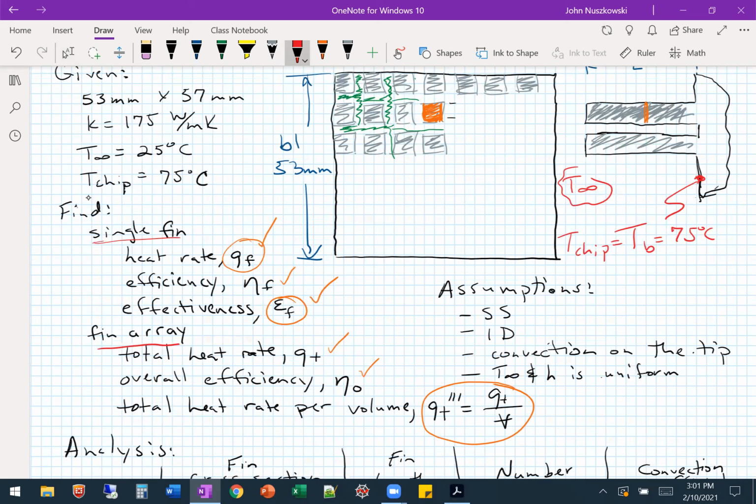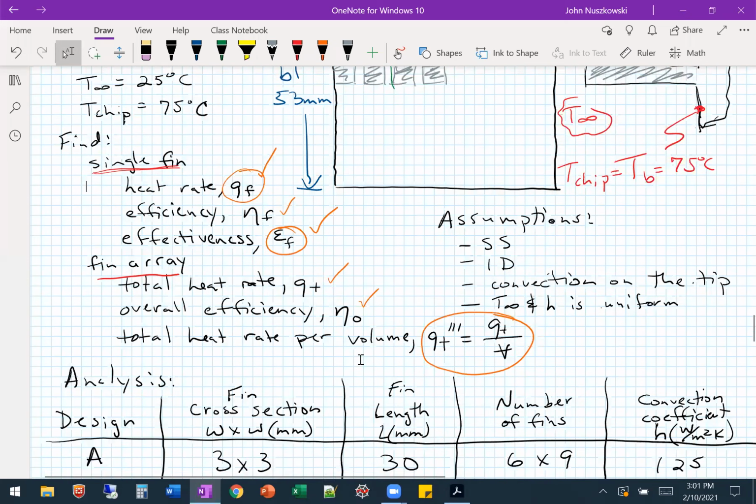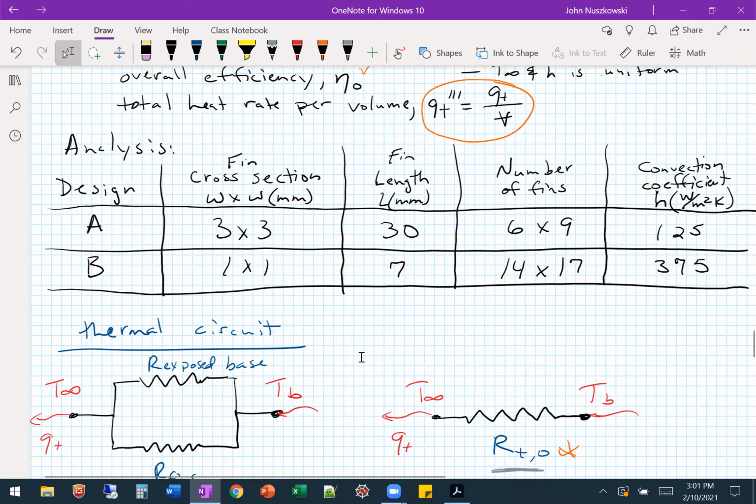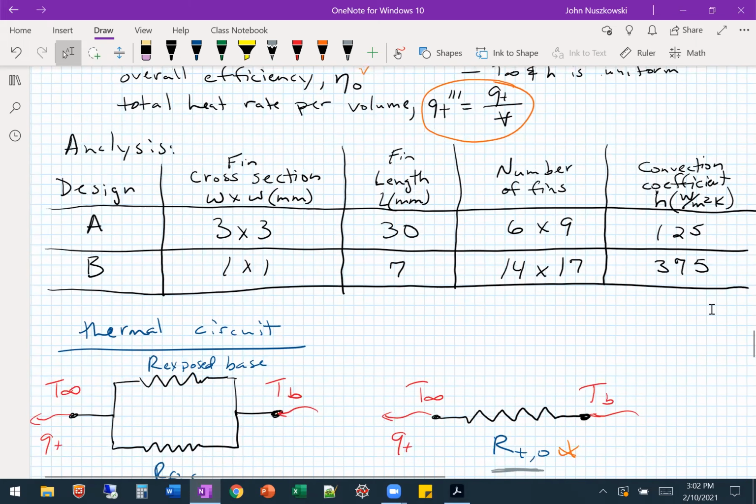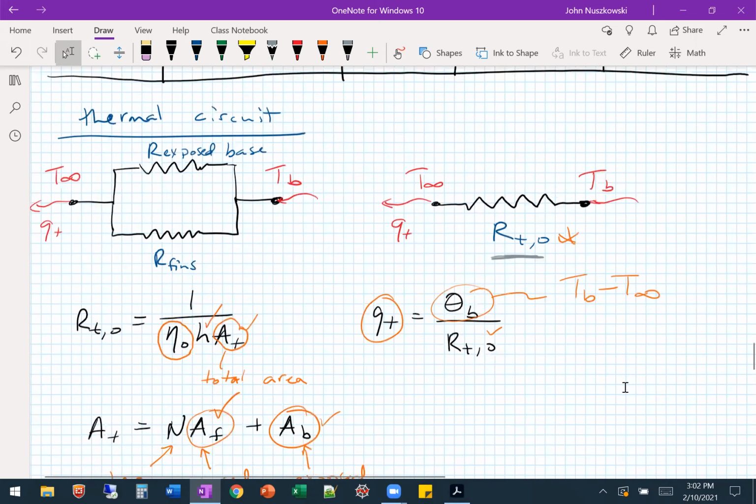For the single fin, we had heat rate, efficiency, and effectiveness. For the fin array, we had total heat rate, overall efficiency, and total heat rate per unit volume. They gave us designs A and B. We have these two different parameters, 3 by 3 for A, 1 by 1 for B, with different lengths. So there's a different number of fins to fit on that same base, B2 by B1. Convection coefficients are different, and then we looked at it with a thermal circuit to start off.